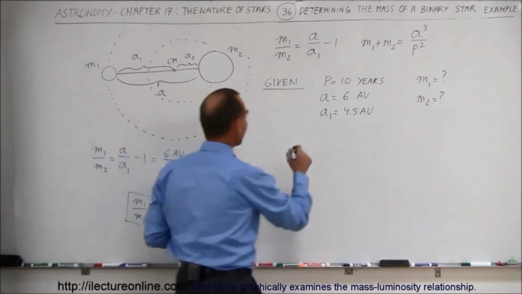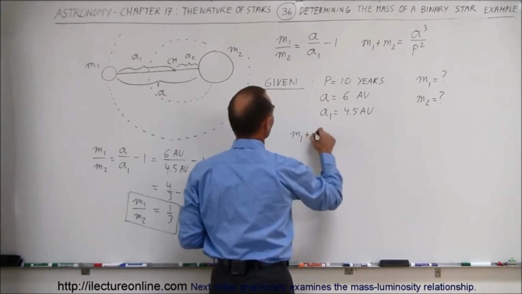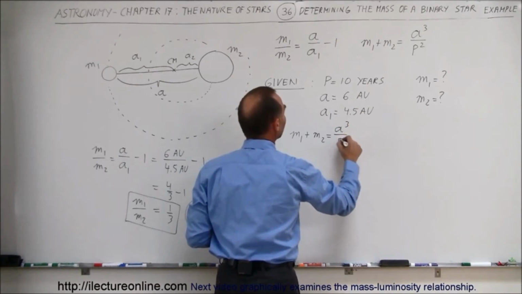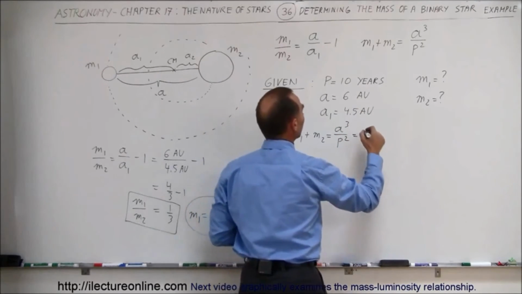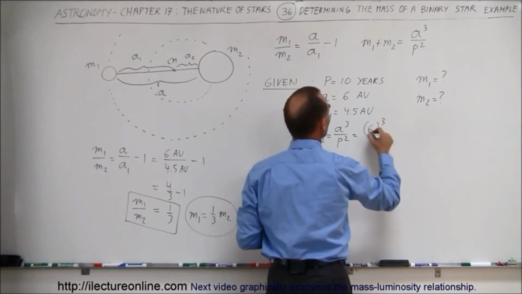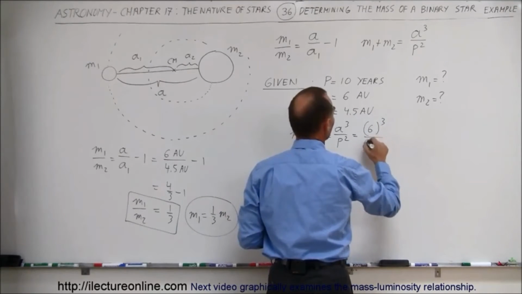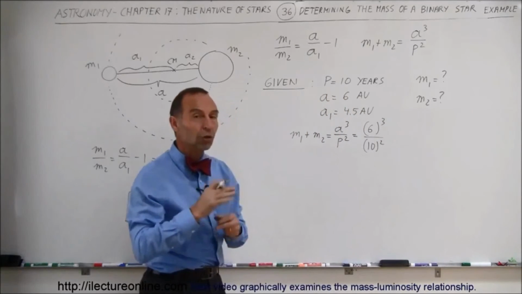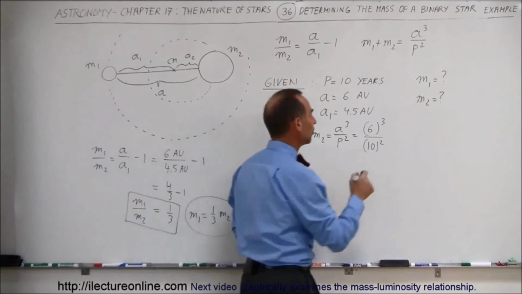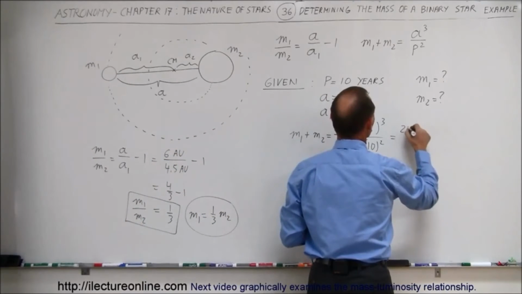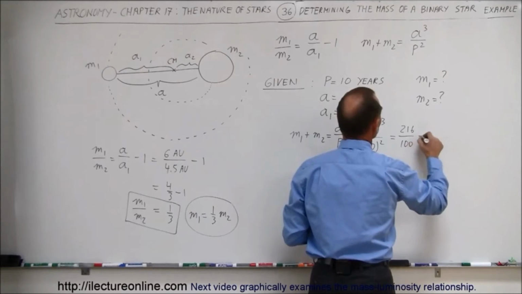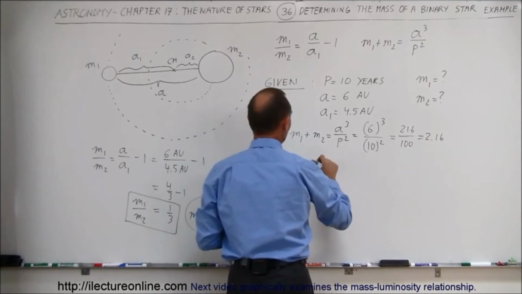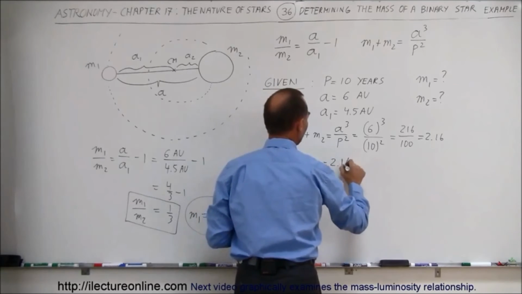We know that the sum of the two, m1 plus m2, is equal to the distance between them cubed divided by the period squared. The distance being 6 astronomical units, which is cubed, divided by the period, which is 10, and that is squared. And of course, we know that the units end up to be solar masses, so the mass will be in terms of the mass of the sun. So this is 216 divided by 100, which is 2.16. So here we know that m1 plus m2 is equal to 2.16.